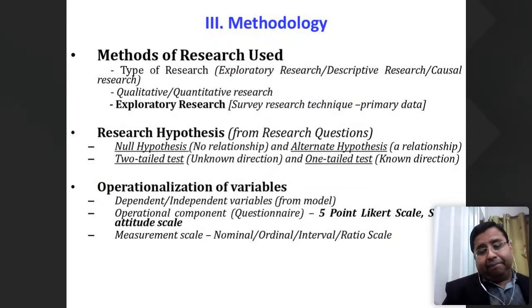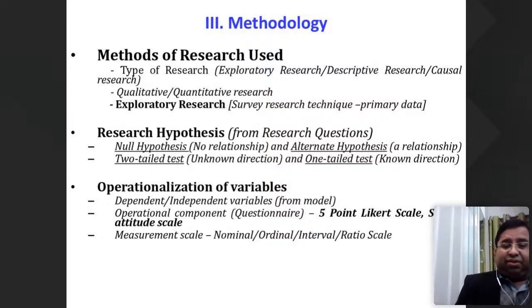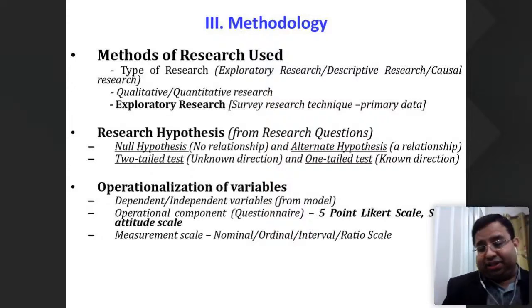Basically, it's the methodology. This is the core of the research. Here you have to mention, suppose you are producing this conference paper based on some research. It could be exploratory research, descriptive research, causal research. So you have to explain whether it is qualitative or quantitative research, or maybe a survey research technique. You have to mention what type of research you are doing here.